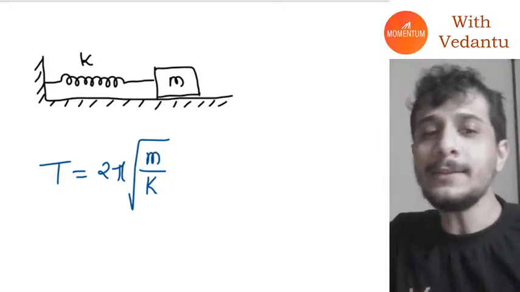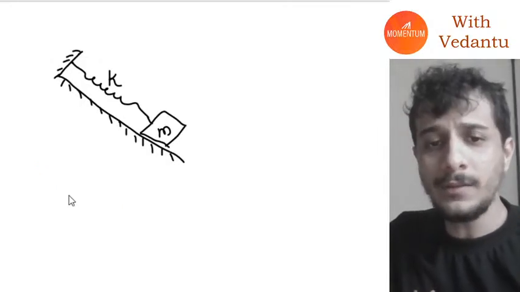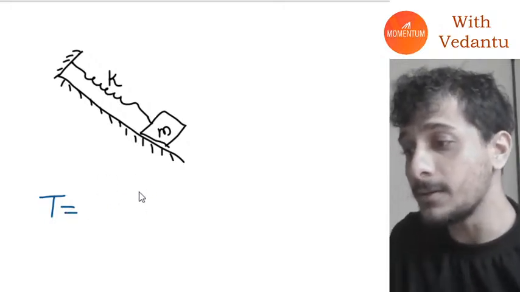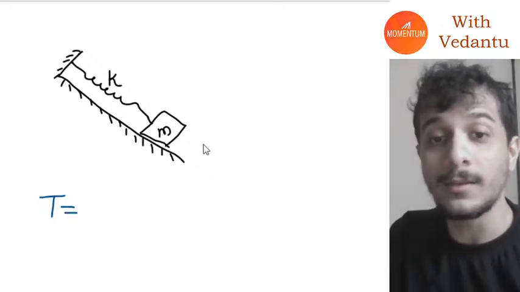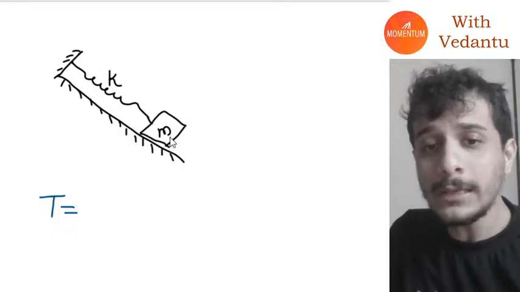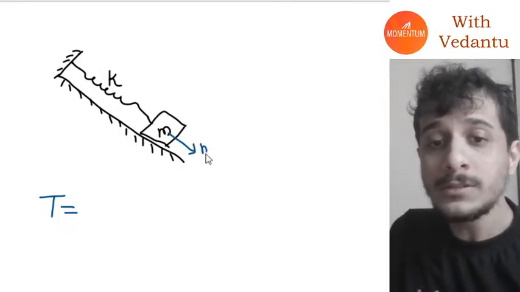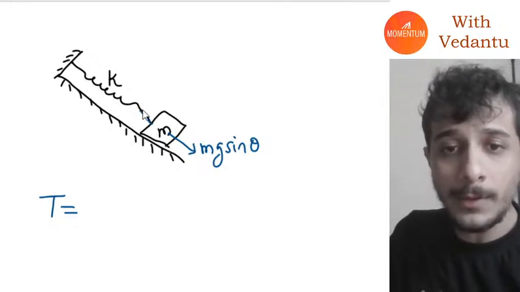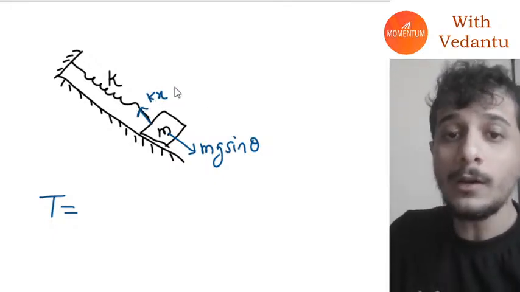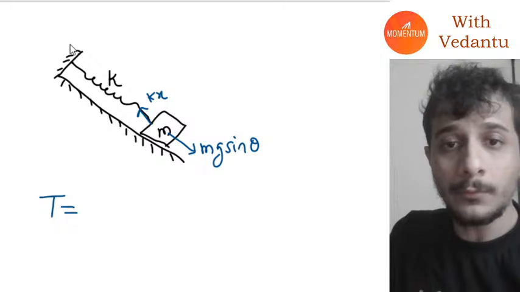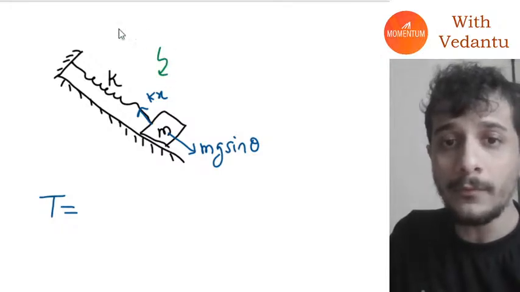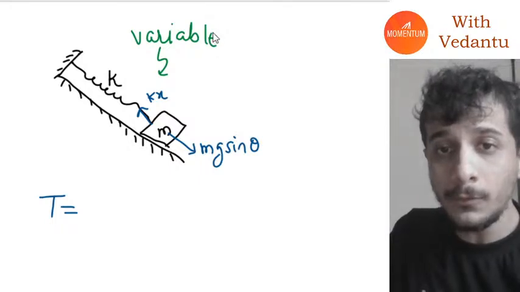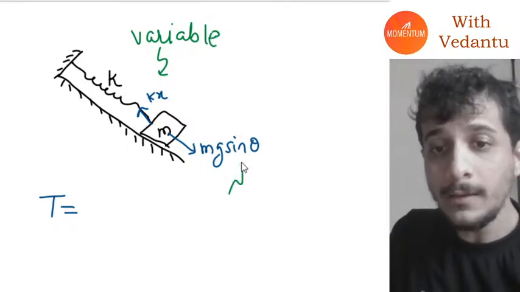Anyways, next question, one more basic question. If I have this spring block system, and I ask you the time period in this case, how much will it be? In this case also, if you see, there is an extra force, which is mg sine theta, and there is the spring force, which is kx. Now if you see, one of these forces is a variable, and the second force is a constant.